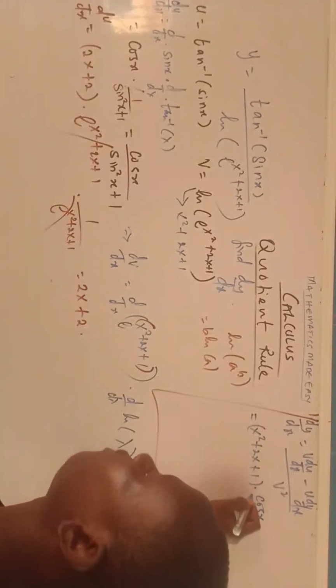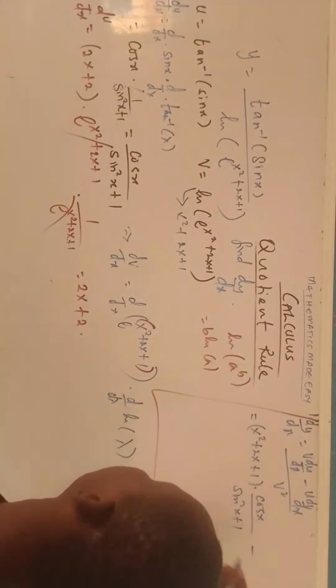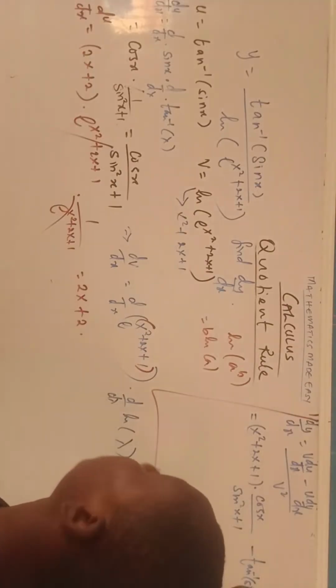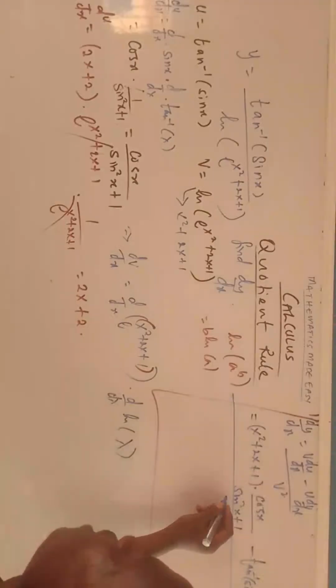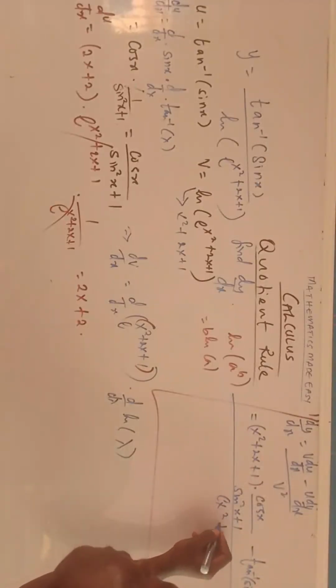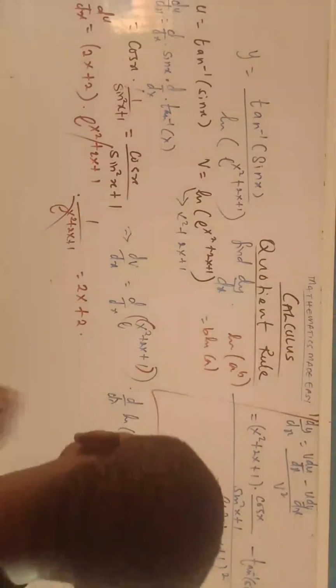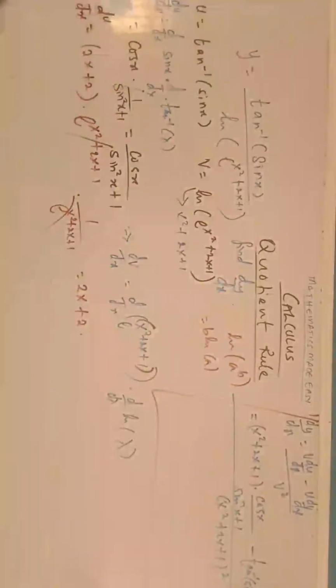cos x over sin² x + 1. Then minus, what is our u? Our u is arctangent of sin x. Then multiply by dv/dx, which is 2x + 2. So multiply by 2x + 2. Then don't forget everything over v squared. That is everything over x² + 2x + 1, then everything to the second power. So let's simplify this completely and let me write the final answer somewhere here.